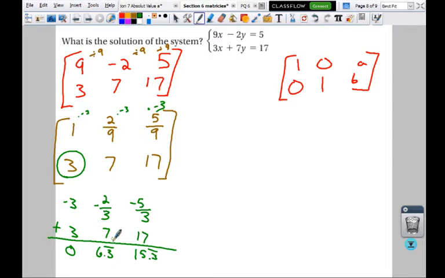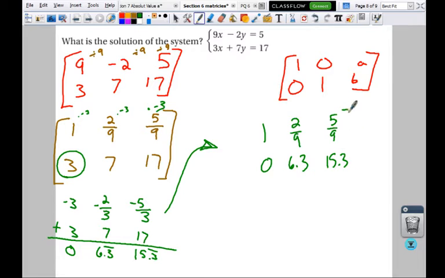Alright. And then I'm out of space, so I'm just going to go up here. 15.3. So my top row hasn't actually changed. I just use it for my bottom row. 1, 2 over 9, 5 over 9, and then 0, 6.3, 15.3.